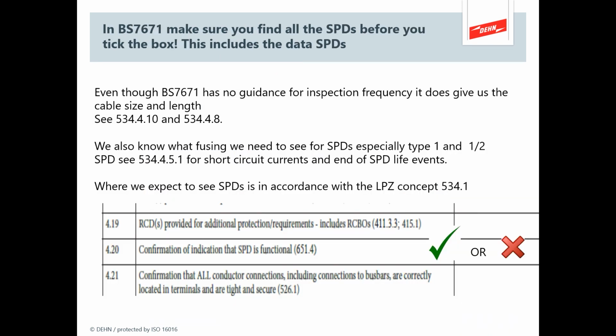Now, unfortunately, there's only one tick box in 7671 in the model forms where you record whether there are SPDs or not. So you just tick the box. Is there an SPD, yes or no? It doesn't really make an allowance for the sheer number of SPDs you're likely to come across.